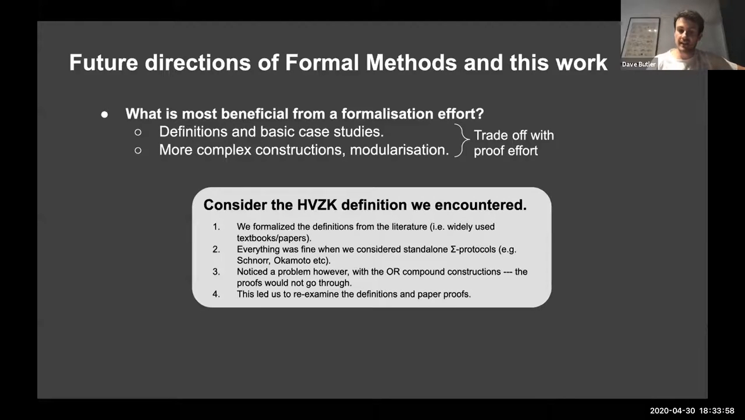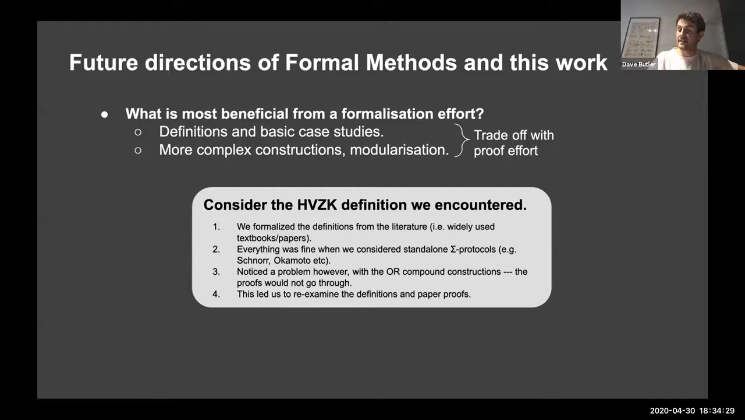So I thought we'd consider this idea with the honest verifier zero knowledge definition, the issue that we encountered, and how we would have got to that if we didn't consider the more complex constructions. Initially we formalized the definitions from the literature, the one I first showed you, the one that didn't have this extra property. And we found that everything was fine when we considered these basic constructions. When we considered the Schnorr protocol and the Okamoto protocol, everything was fine. We didn't notice anything was wrong.